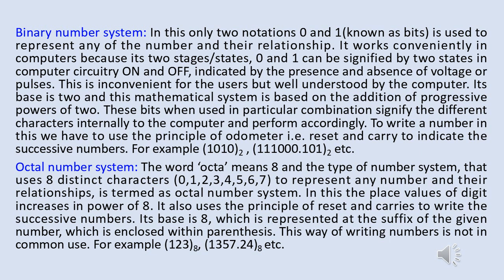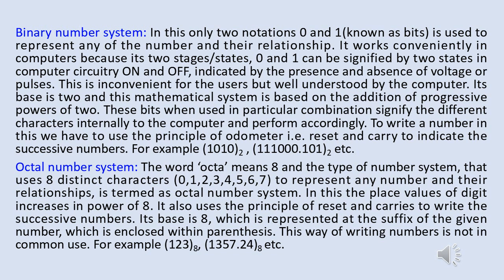First, we will discuss the binary number system. In this, only two notations, 0 and 1, are used to represent any number and their relationship. It works conveniently in computers because its two states, that is 0 and 1, can be signified by two states in computer circuitry, on and off, indicated by the presence and absence of voltage or pulses. This is inconvenient for users but well understood by the computer.